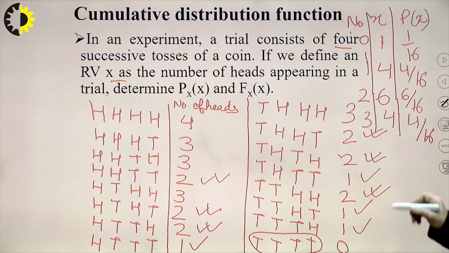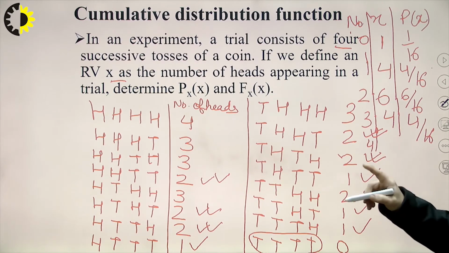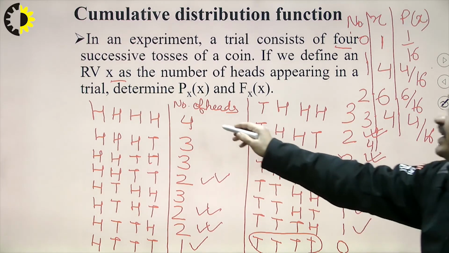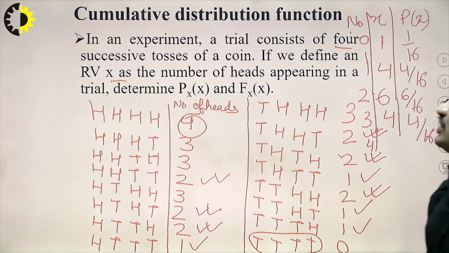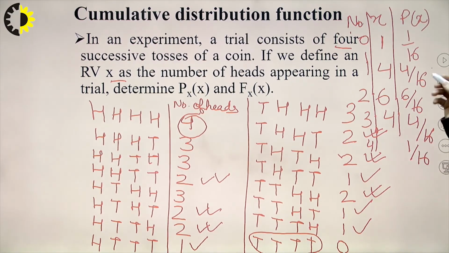Last, number of heads equals 4. If the number of heads equals 4, there is only one possible outcome, that is this one. So only one combination, one outcome having 4 heads, so the probability is 1 by 16. So we have these combinations: 1, 4, 6, 4, which I'll figure out for you in the next slide.